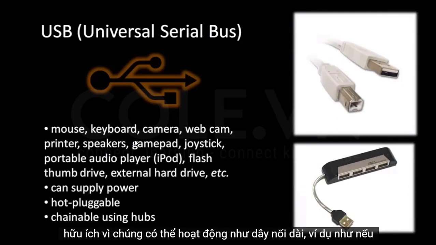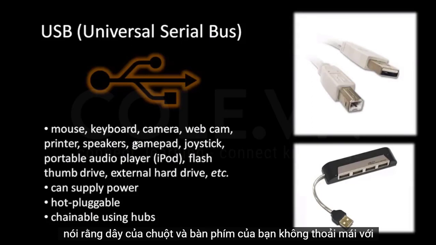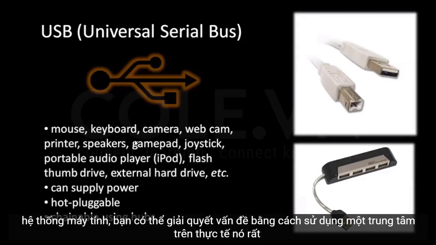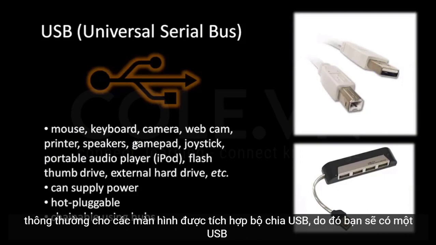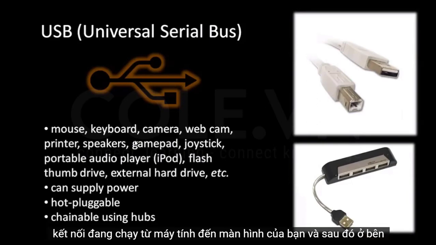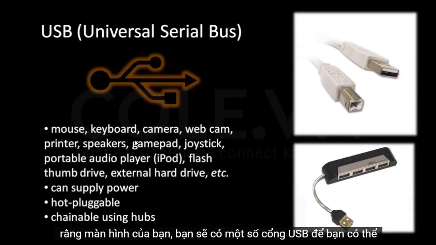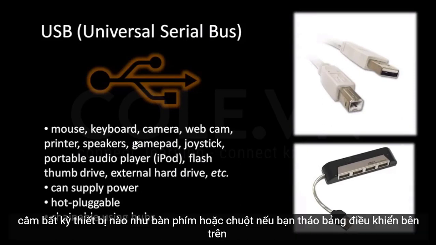Hubs also can come in handy because they in effect can act like extension cords. So for example, if say the cords of your mouse and keyboard aren't quite comfortably reaching your computer system, you can solve the problem by using a hub. In fact, it's very common for monitors to have a USB hub built in. So you will have a USB connection running from your computer to your monitor, and then on the side of your monitor you'll have some number of USB ports into which you can plug any device in, like your keyboard or mouse.